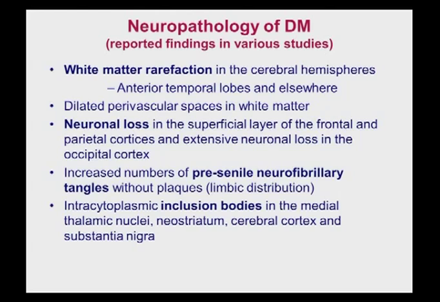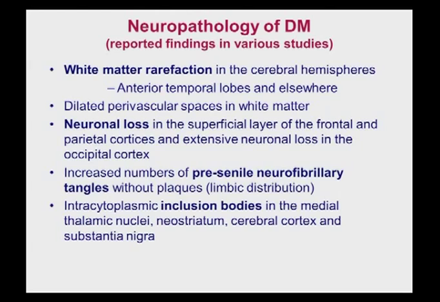Another thing that's been found, and this is something I'm going to talk about in a minute or two, is that they have increased numbers of neurofibrillary tangles. And they seem to be sort of pre-senile. They come on earlier in life than you typically see with aging, but they're often in the same distribution that you see with aging, but they come on 10 to 20 years earlier. And so they're primarily seen without senile plaques. So it doesn't really look like Alzheimer's disease. It's the neurofibrillary pathology without the plaque formation.